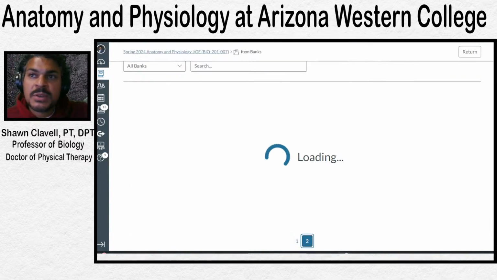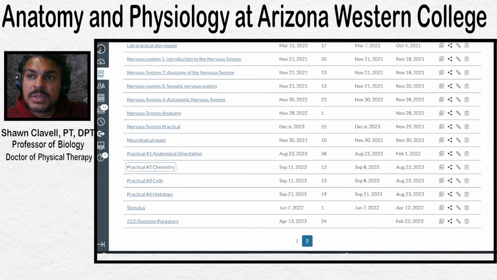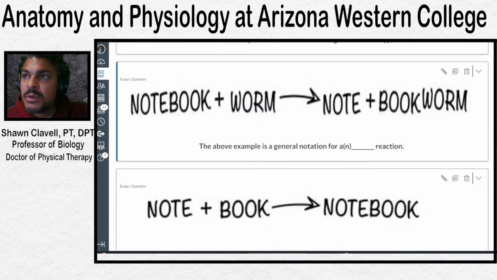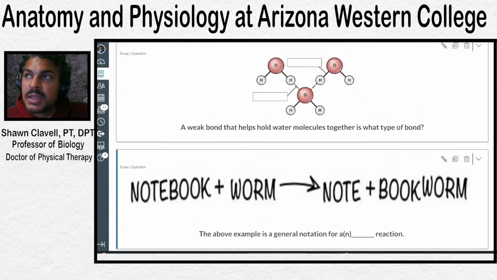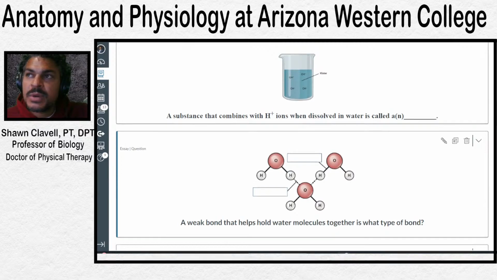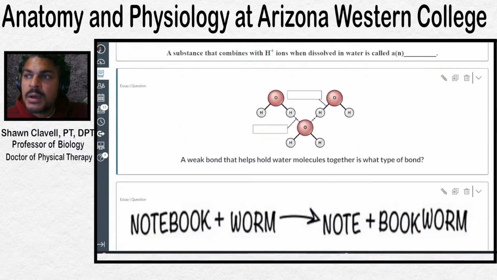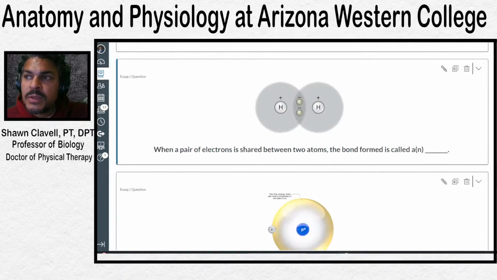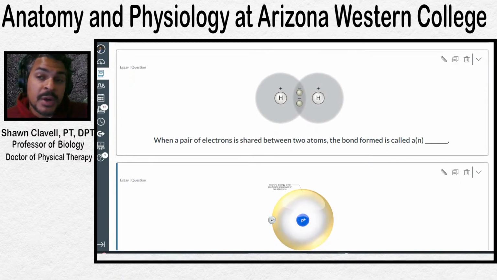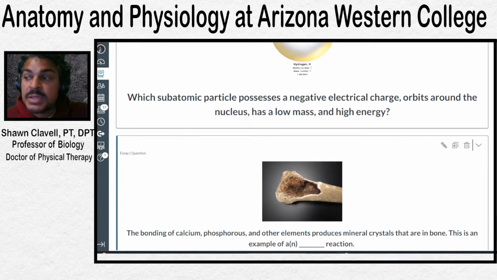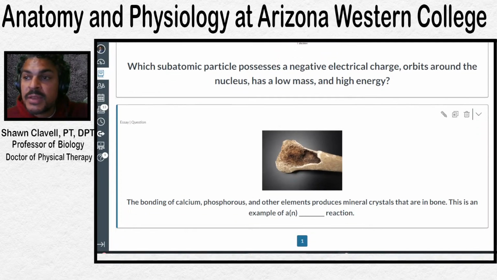But if we get into particularly the chemical level, we can take a look at some of these practice questions here. The chemical notation, when I refer to chemical reactions, and then chemical bonds, right? What are the bonds that hold water molecules together? The weaker bonds that hold those water molecules together. And when a pair of electrons is shared between the atoms, what type of bond is formed? Remember again, we're talking about the types of bonds that occur, and then even some of the reactions. So bonding of calcium and phosphorus is an example of what type of reaction?